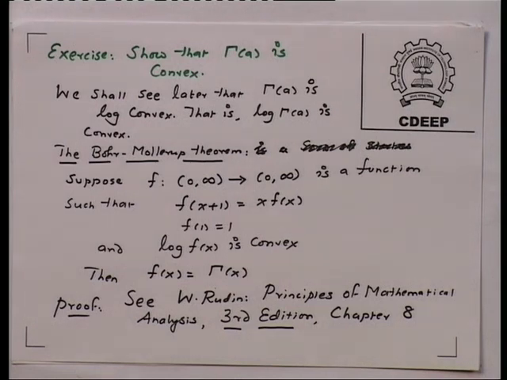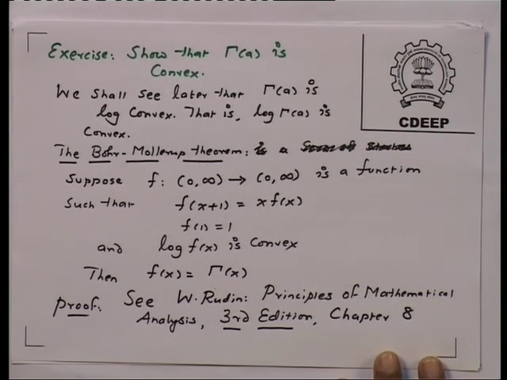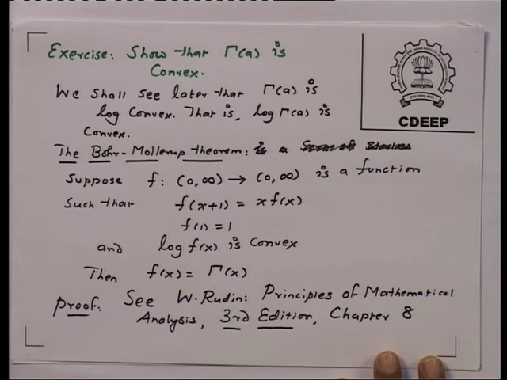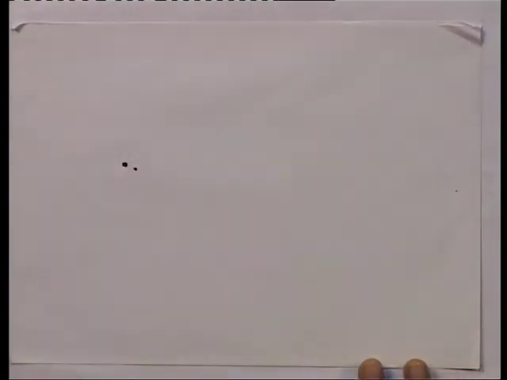Bohr and Mollerup proved that if you have a function f of x, please listen to what I have to say, do not look at the slide. If you take a function f of x which satisfies the functional equation and which satisfies the condition f of 1 equal to 1, then we have seen it is not necessarily the gamma function. What is the additional condition that is required? F should be log convex. Put in this extra condition and immediately you get the characterization.